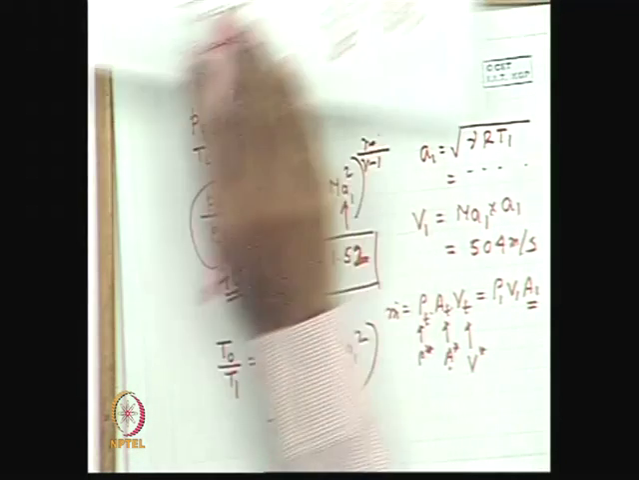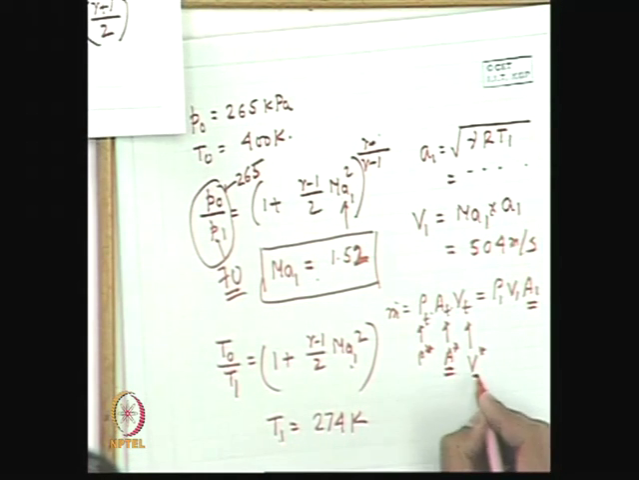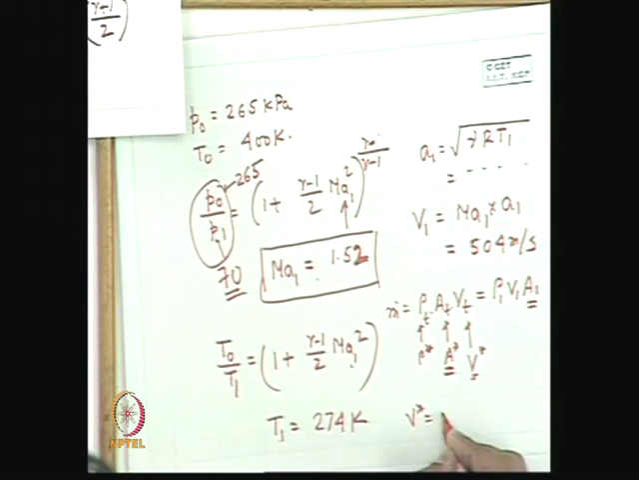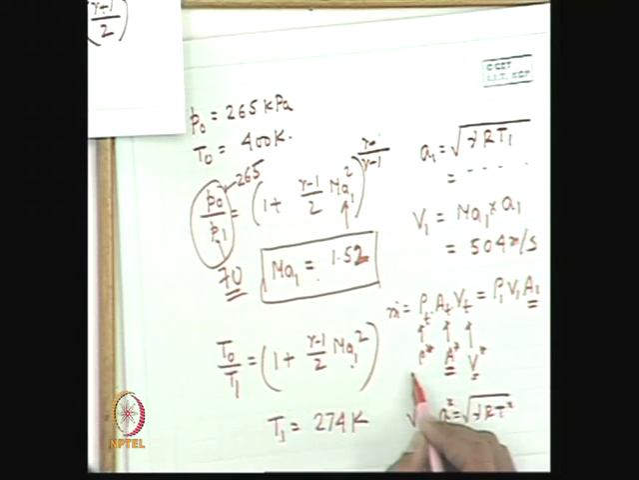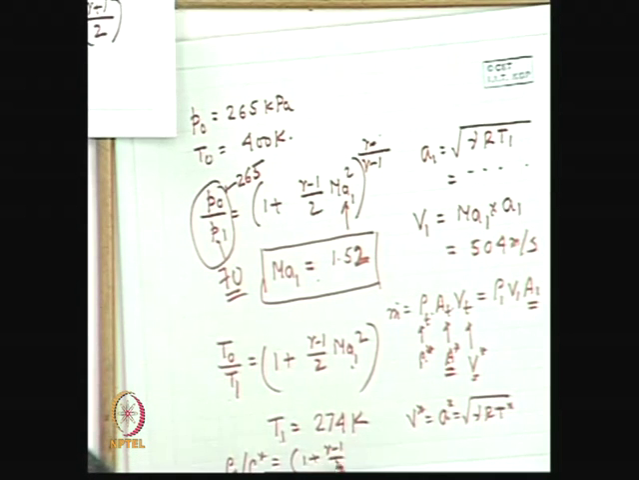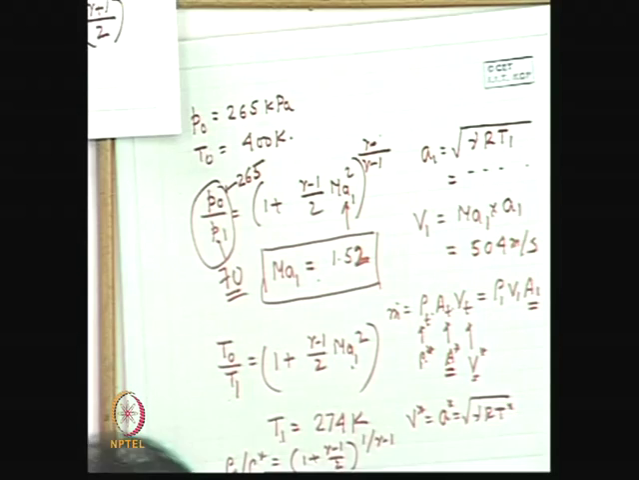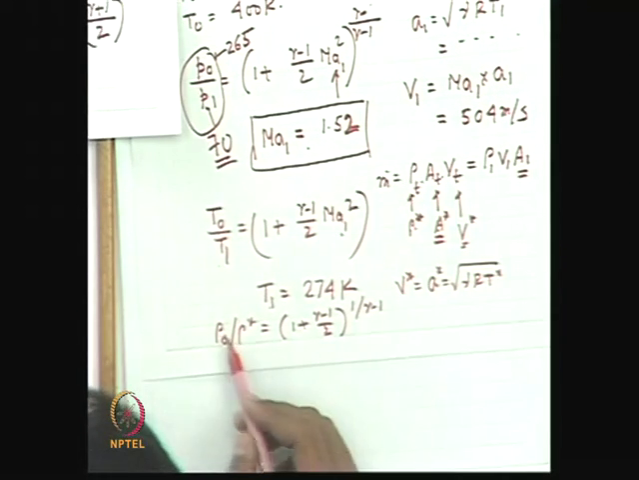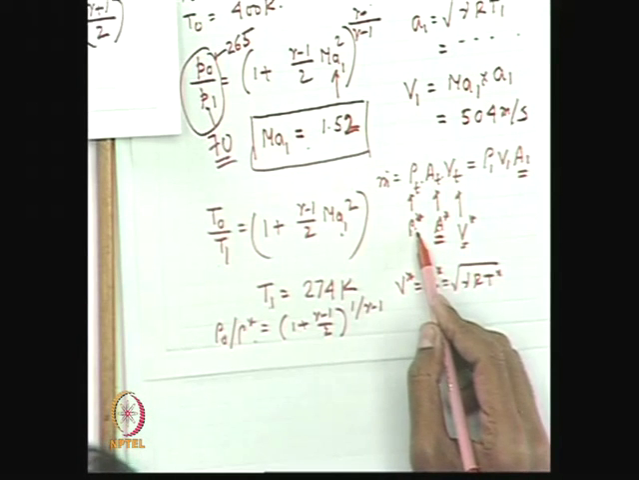So, A star is given in the problem, 0.05 meter square. V star is what? V star is same as A star, root over gamma R T star. So, we know this thing. V star we know. A star is given in the problem, and rho star we can find out similarly from this type of relationship, that is rho 0 by rho star is equal to 1 plus gamma minus 1 by 2, into 1 by gamma minus 1. That means we can find out the rho star.